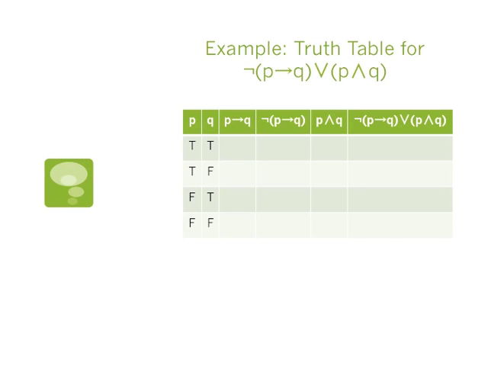Begin by filling in the true values and false values for P and Q. Next, fill in the first expression, P implies Q. Recall that P implies Q is only false when P is true and Q is false, which exists only in row 2. For the other combinations, it is true.